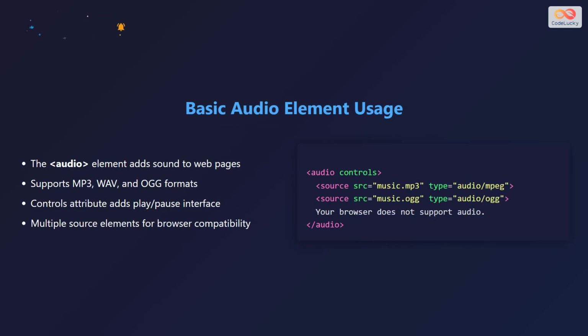The audio element is used to add sound to web pages. It primarily supports MP3, WAV, and OGG formats. The controls attribute adds a play and pause interface for user interaction.